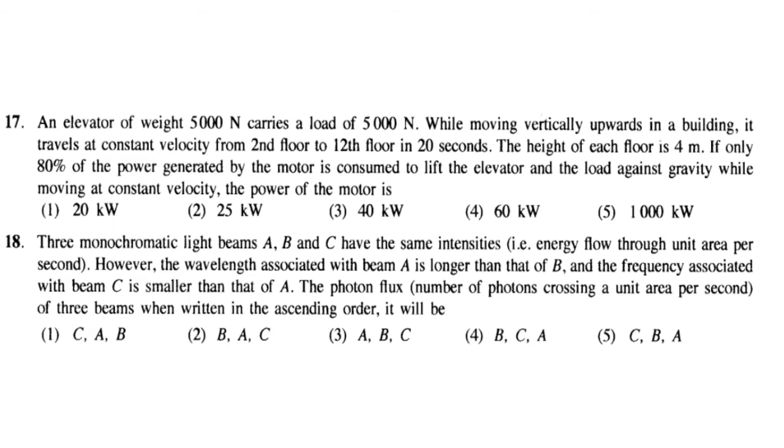And when you write the equation for the energy of a photon, E equals hf, when the frequency is high, the energy of a photon is high. When the frequency is less, the energy of a photon is less. So when you compare this relationship with the equation, you can find the ascending order is BAC, which is 2.